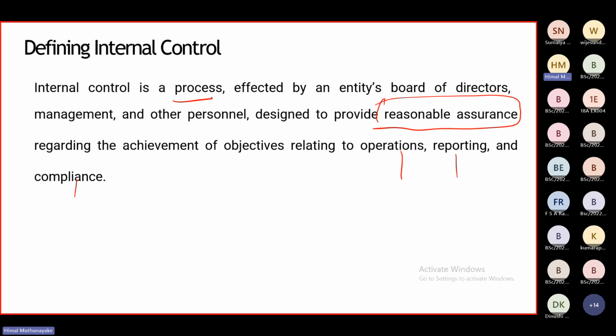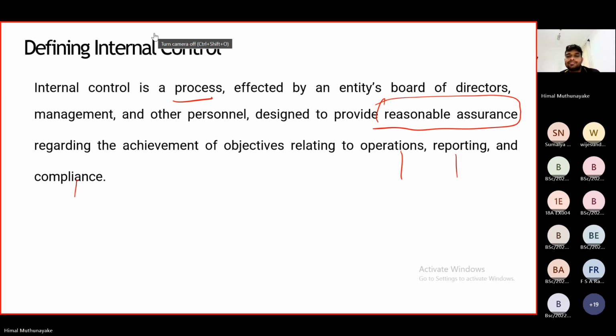What do you mean by reasonable assurance? In auditing, we use reasonable assurance and absolute assurance. So what is the difference between reasonable assurance and absolute assurance? Guys, please talk. You guys are not talking, right?